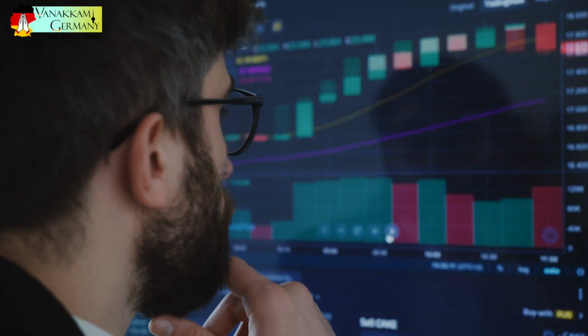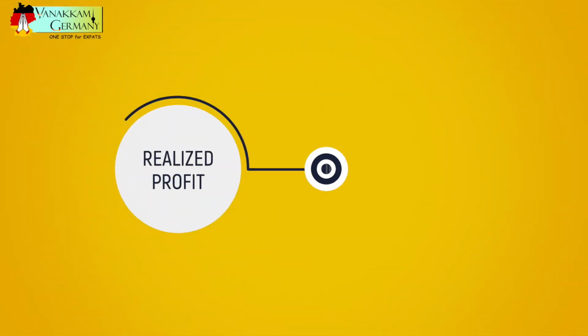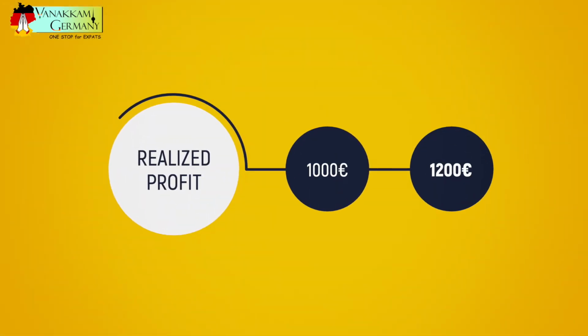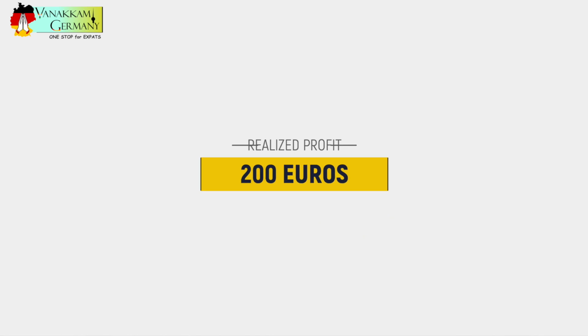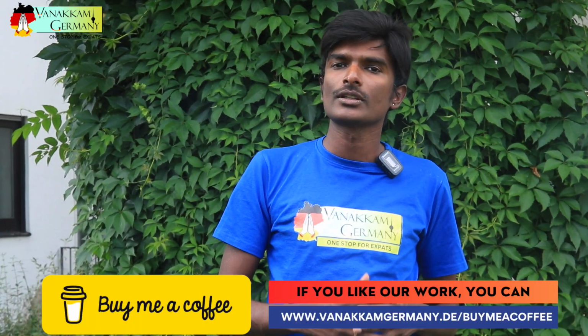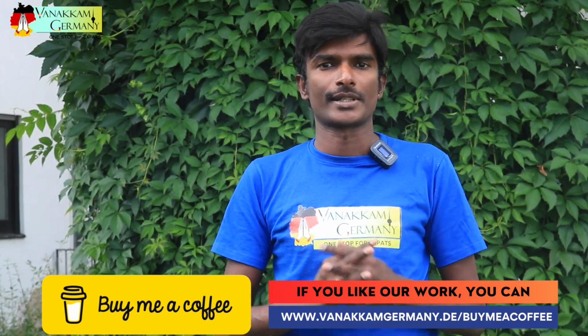To make the term realized profits easier to understand, let's assume you have purchased a stock for 1000 euros and this stock has increased to 1200 euros. If you sell it, the realized profit here is 200 euros. The taxes will be levied only on this 200 euros, not on the whole 1200 euros. This is the simplest way to explain what realized profit is.